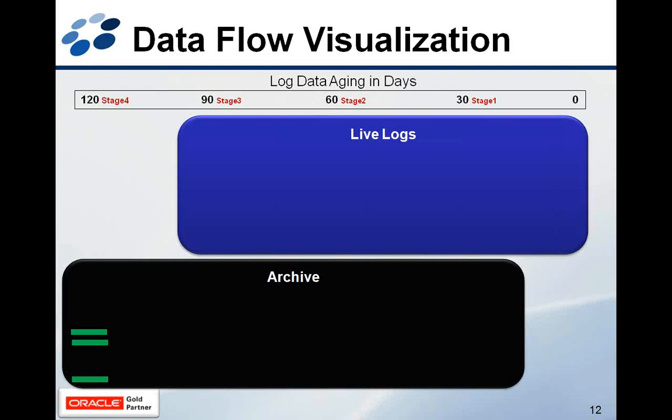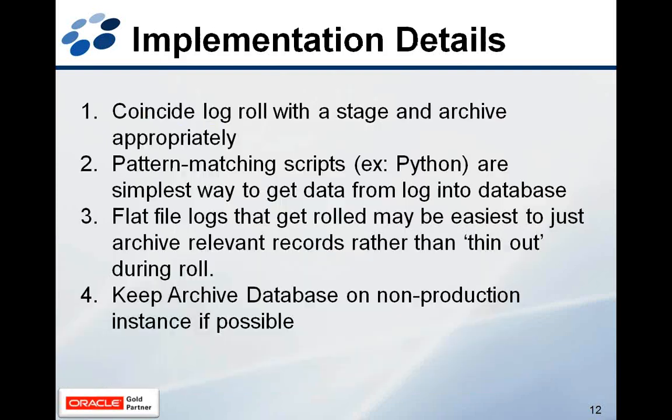And from this, you could see that the data volume in our system is going to remain relatively constant because it will be continuously filtered. And again, nothing older than 90 days lives in the live logs, and the archive will contain only data between 30 days and 120 days, except for some key user activities.